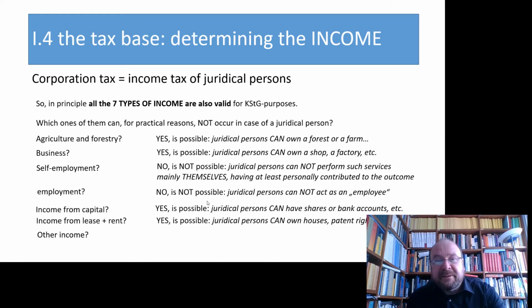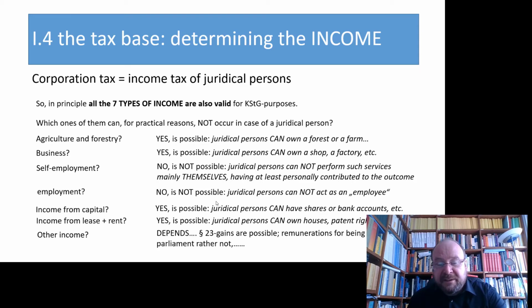Income from lease and rent, yes, so why not? You have, let's say, a church, or you have a private association like a chess club or a gentleman's club, and so on. And it might be that somebody has sold them or donated them a house which they let for rent or so. Why not? So possible, they can have income from lease and rent, and that would even be a good investment for them.